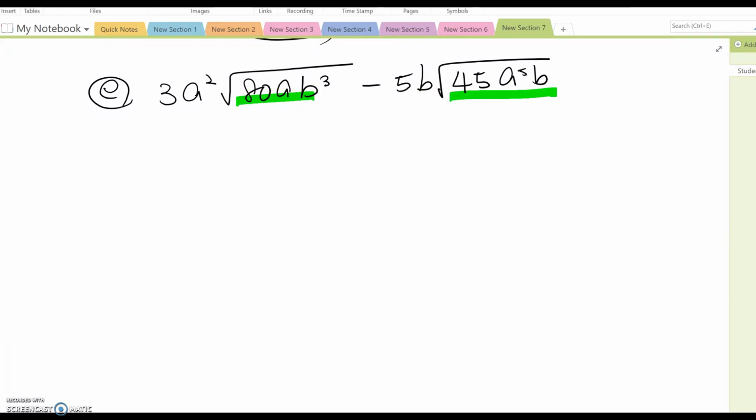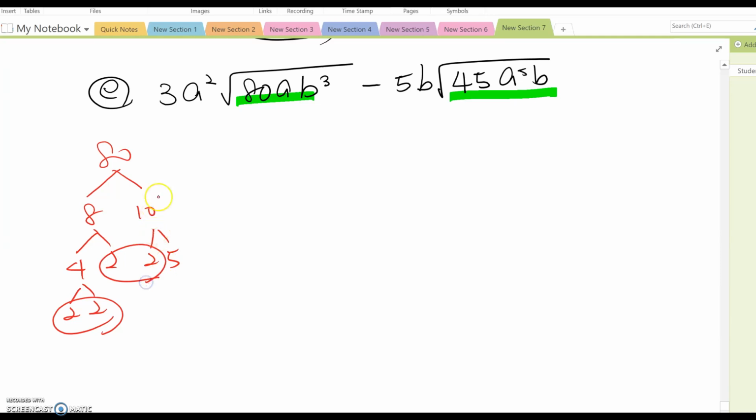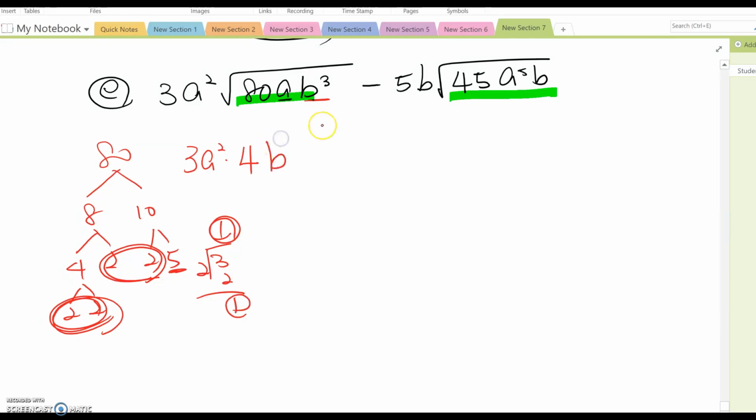Okay, what's 80? 80 is 8 times 10, which is 4 times 2, 2 times 2, and 2 times 5. So 1 pair, 2 pairs, right? So you can rewrite 3a squared times 4, because 2 times 2 becomes 4, and then 5 will be inside. The a is a single a, but for b cubed, 3 divided by 2 means 1 power comes out and 1 power is left. So b comes out, and b is left. So square root 5ab is left.